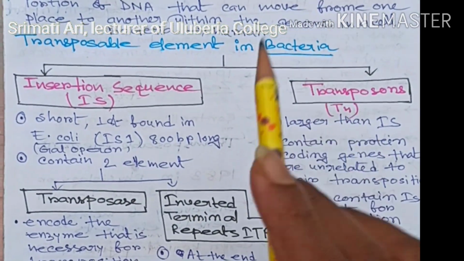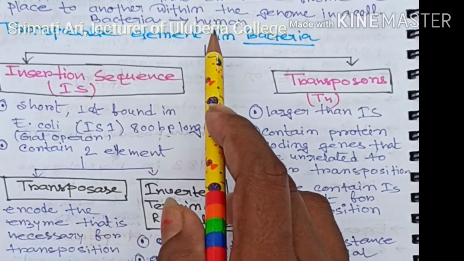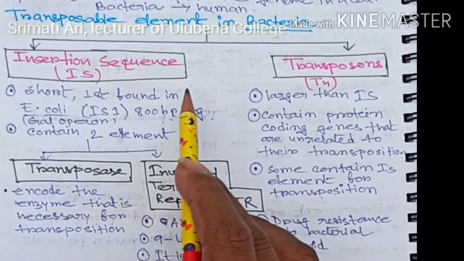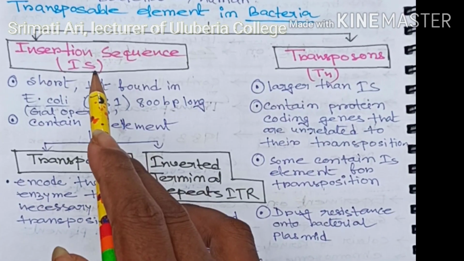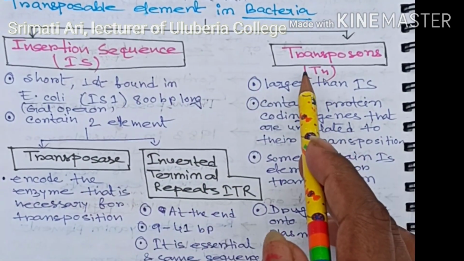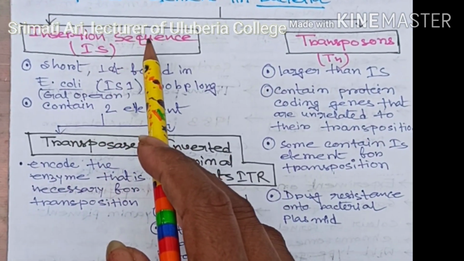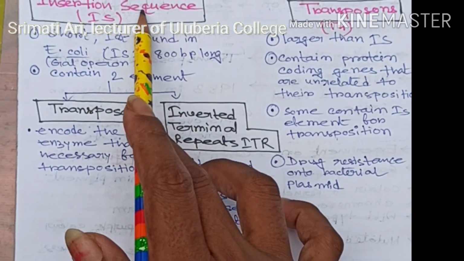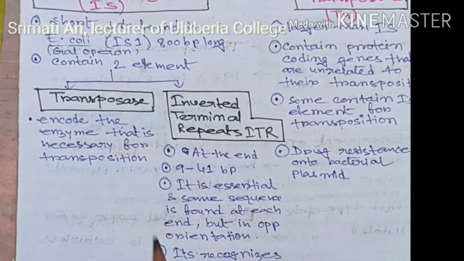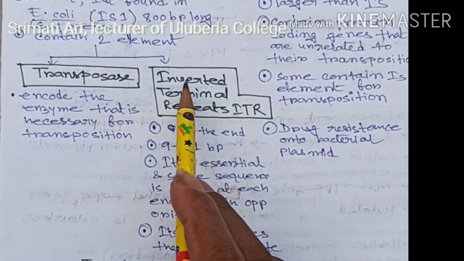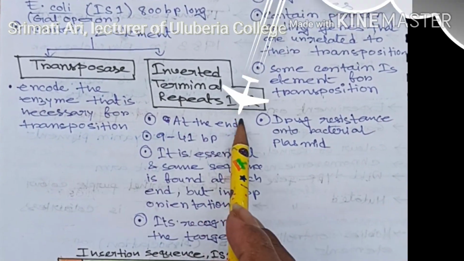Transposable elements can be found from bacteria to human. In case of bacteria, two types of transposable element are found. One is insertion sequence and another one is transposon. Insertion sequence is made up of two sequences. One is transposase and another one is inverted terminal repeats.